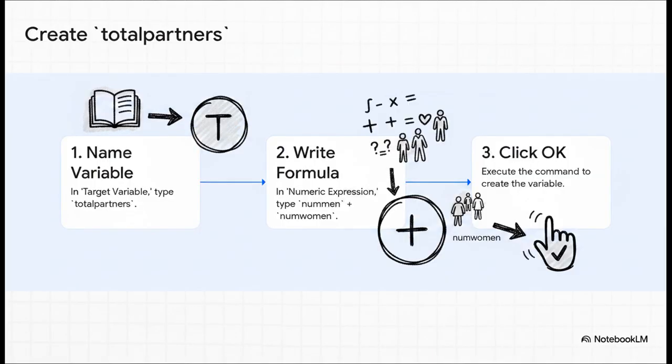And the actual process? It's ridiculously easy. You just give your new variable a name, in this case, total partners. Then you write out the formula, which is just num-men plus num-women. Then you click OK. That's it, you're done.